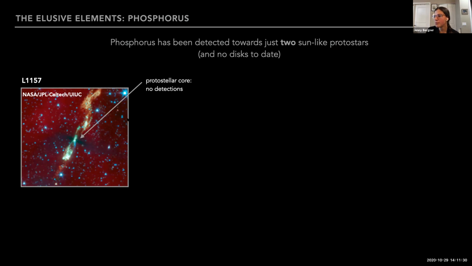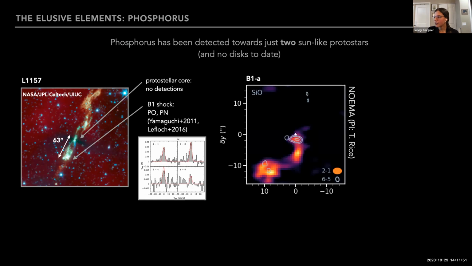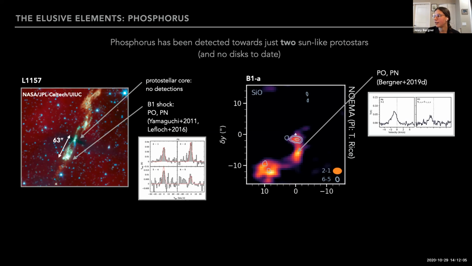When people target the protostellar core itself looking for phosphorus, they don't find any emission there. But when you look a long ways away, 63 arcseconds away, in this B1 shock position, these authors in 2011 and 2016 were able to detect emission from PO and PN. The other source where we found phosphorus, B1A, again, this is not a map of phosphorus emission. This is SiO that's showing you the nice outflow structure of this source. In this case, we actually led an observation effort that detected PO and PN in the outflow of this source as well. We're a lot closer to the protostellar core than in L1157, but it is still seeming to be quite associated with this outflow.